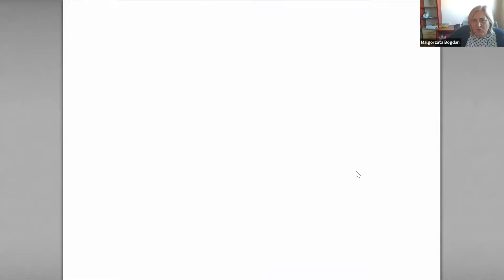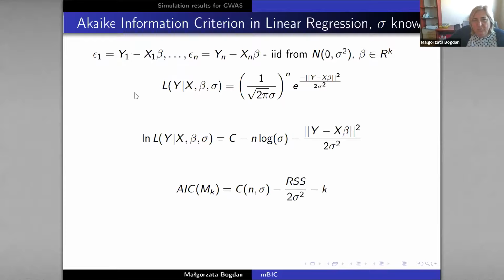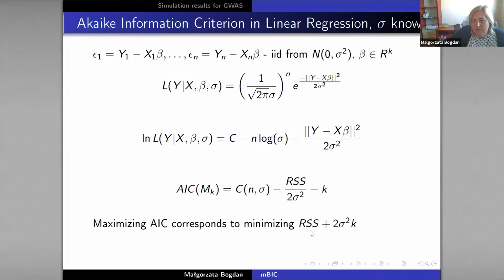And I'm going to go just to show you this slide. In our regression model, our independent variables are our errors. So you can build the likelihood function, calculate the logarithm of this, and you can find out this is the formula for Akaike which you need to maximize. This is the same as minimizing the residual sum of squares plus 2 times sigma squared k. Sorry, I'm now going to use k. K is the number of variables in my model. P will be the number of variables in the total base, and k is the number of variables I use to build my model.